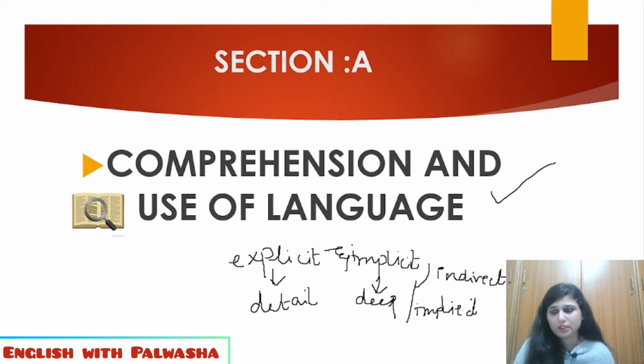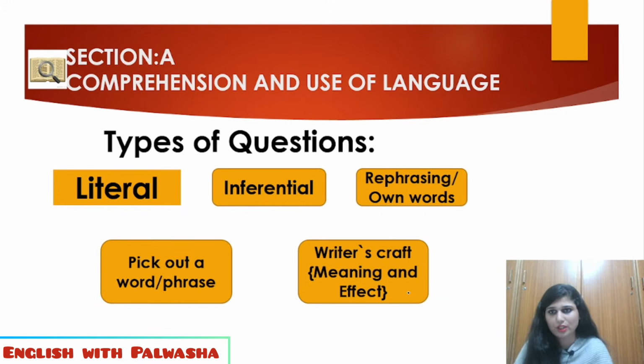And so basically, explicit and implicit understanding of the text and the attitudes that the writer has talked to display in the context of that particular passage, right? So now let's move on to the next slide. Here I have mentioned in detail Section A, comprehension and use of language types of questions. What types of questions are we expecting in this particular section?